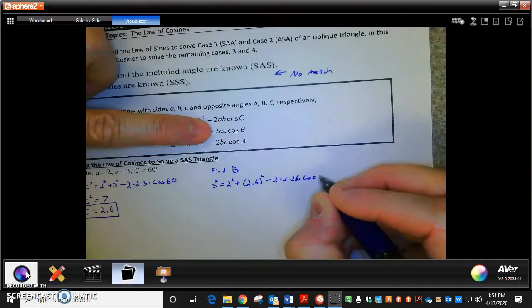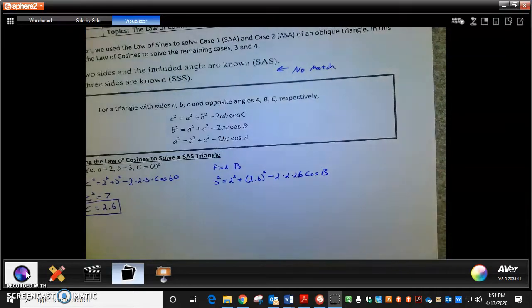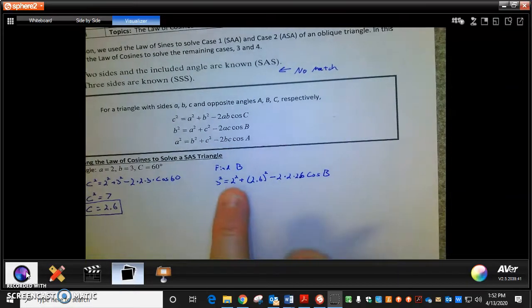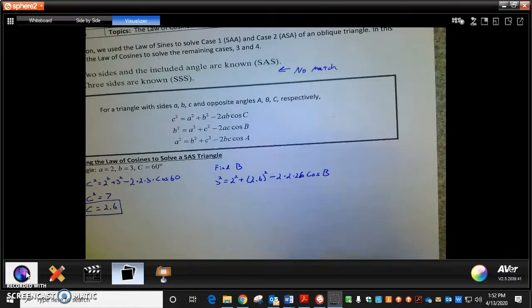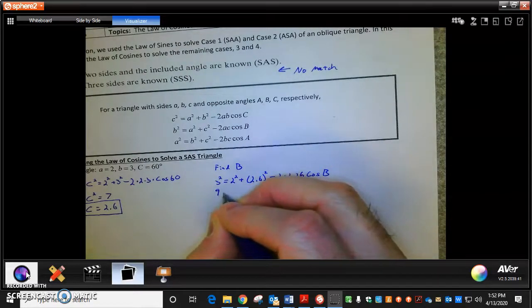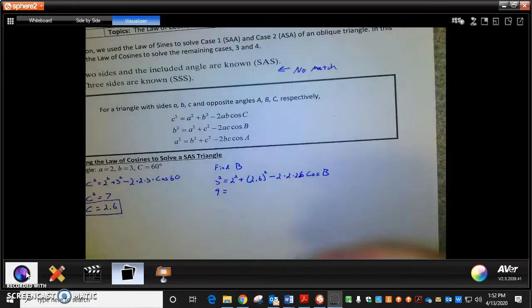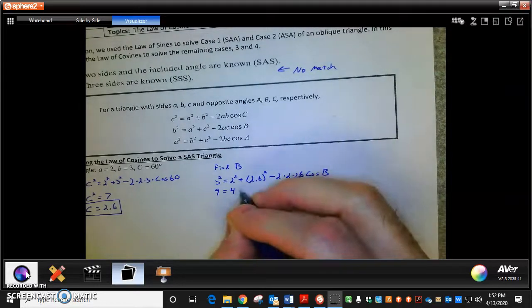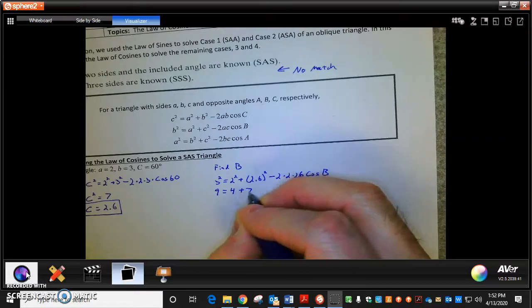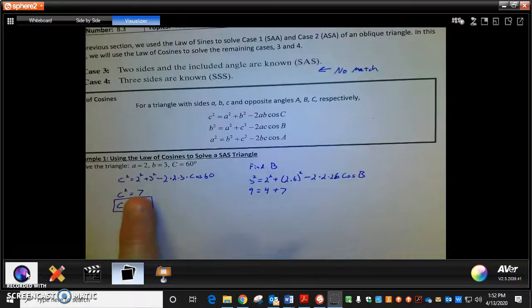Now, a lot of you are going to have trouble with this. Okay, there's some simplifying that I can do. You've got to be very careful with the order of operations. 3 squared, that's 9. That's not a big deal. 2 squared, that's 4. 2.6 squared, well, this is the one that I said was 7, because that's what c squared is. It's 7.